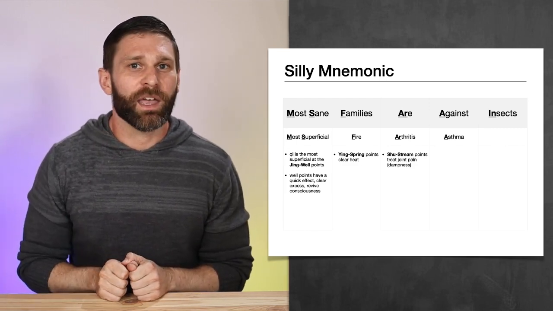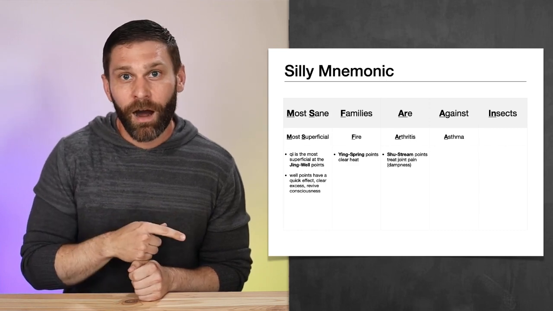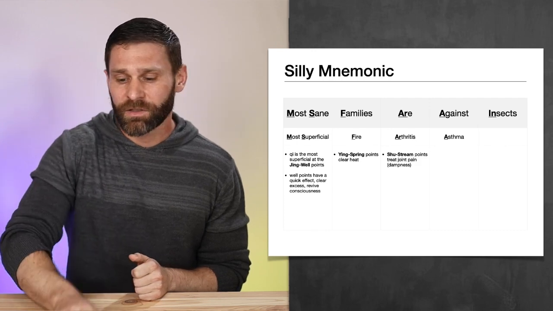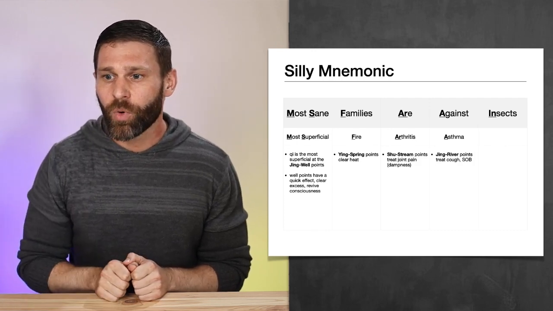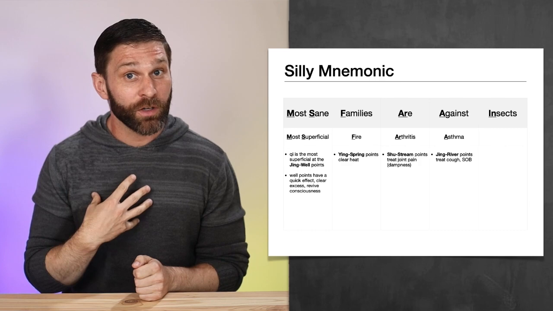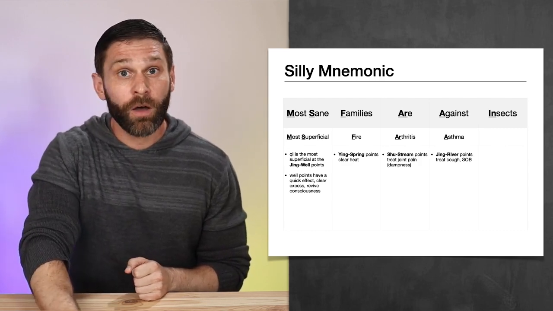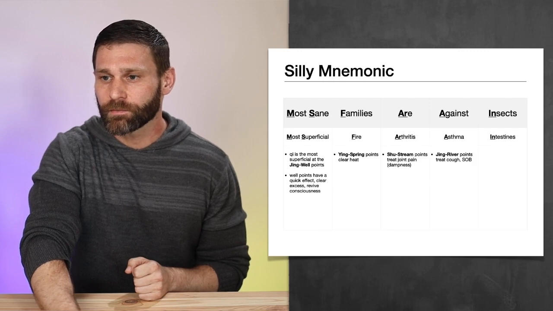Against, we have two A's. The first R has an AR, arthritis has an AR. Here, against means asthma. So remember that the Jing-river points treat cough and shortness of breath. And so asthma can remind you of cough, wheezing, shortness of breath.